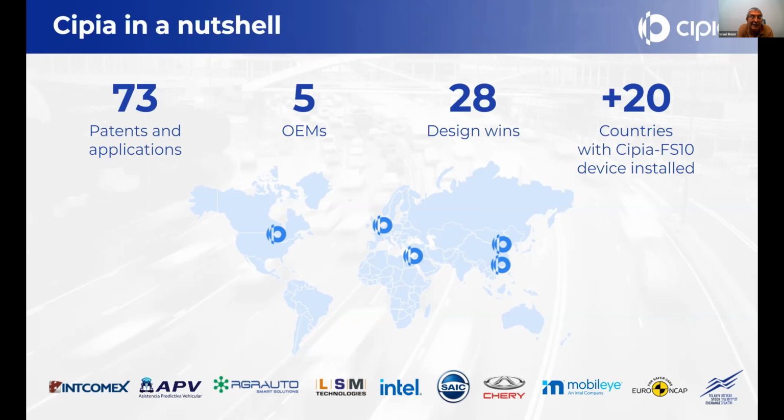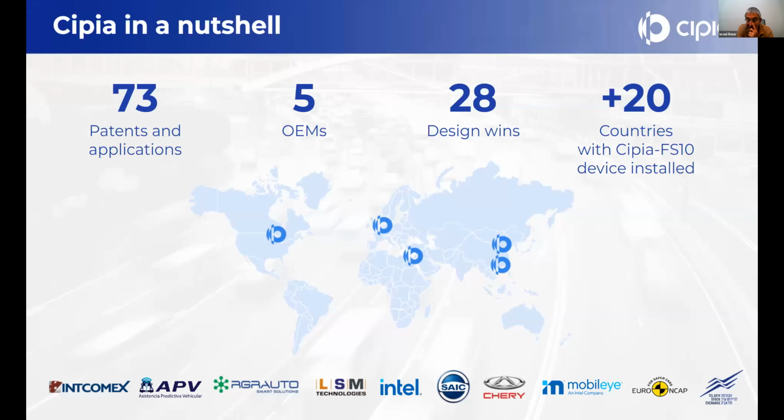Now, the second business line is the aftermarket. And this is the area I am responsible for. And here we are selling the Cipia FS10, which is a video telematics driver monitoring device, and it will be the center of our presentation in this webinar. Now, the Cipia FS10 is sold in many places of the world, something like over 20 countries, where LATAM, India, Australia, and the Middle East are main markets, and we do have presence in the United States as well.